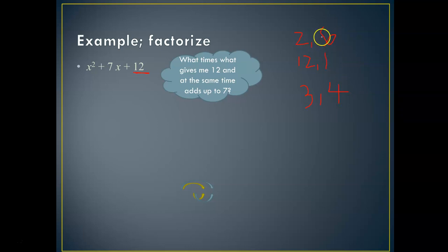6 times 2 gives me 12, but when I add it, do I get 7 in the middle? Do I get the 7? No. If I subtract them, do I get 7? No. 12 times 1, 12. 12 minus 1 gives me 7? No. 12 plus 1 gives me 7? No. So the best option is 3 and 4. 3 plus 4 is 7, and 3 times 4 is 12. So it works out perfectly.